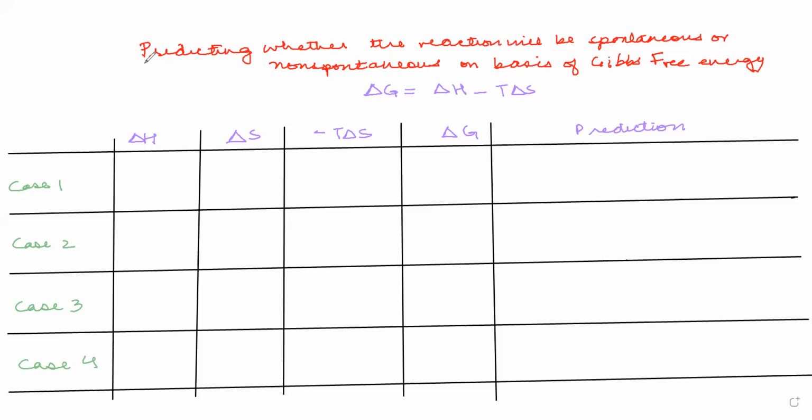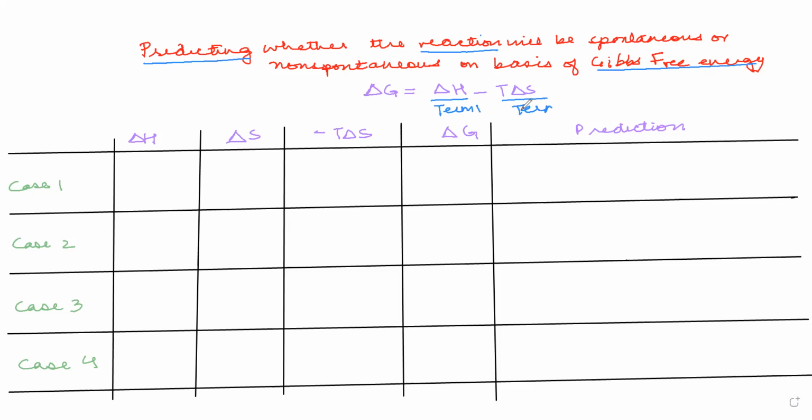So we are doing the first part of the Gibbs free energy, where we are trying to predict whether the reaction is going to be feasible or spontaneous, or non-spontaneous or non-feasible, on the basis of Gibbs free energy. And we know that this is the formula for that: delta G equals delta H minus T delta S. This is the entropy for a reaction, and this is the enthalpy for a reaction. So we are talking about whether the reaction is going to be feasible or not feasible. Let's consider this as term one, and let's consider this as term two.